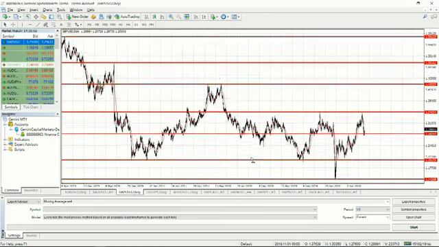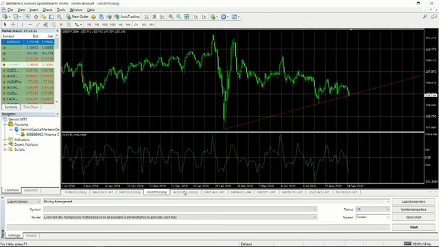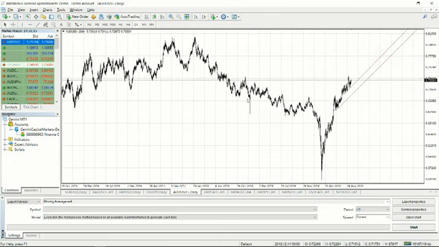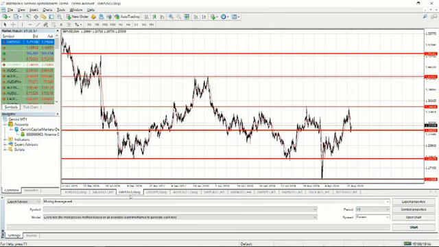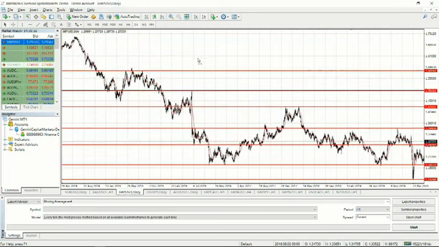It works because traders in general use support and resistance to gauge key levels. This is what I mean. I'm going to zoom in now so we can see our chart clearly. Let's use the GBP USD, the pound against the USD. Let me make this full screen so you can see better.